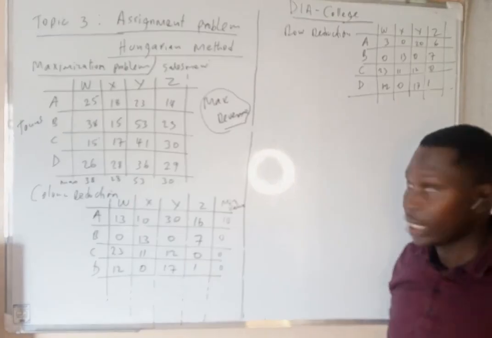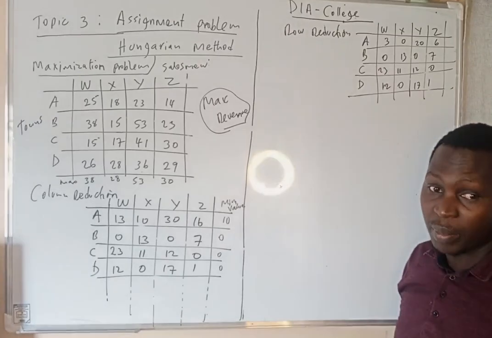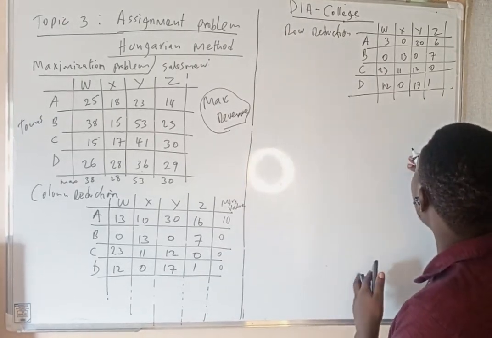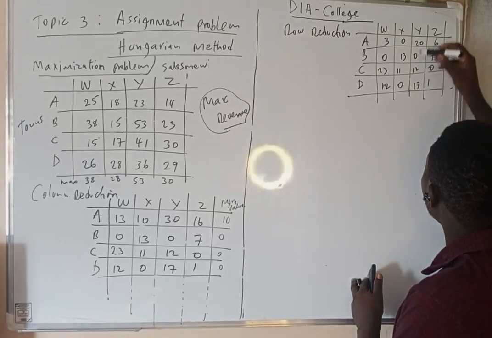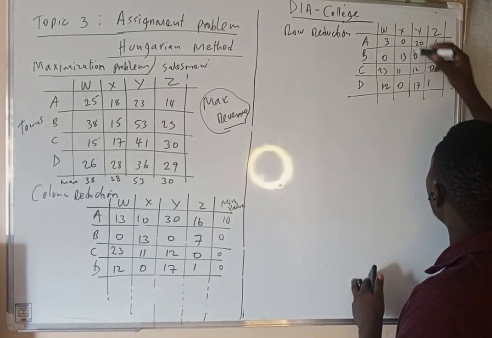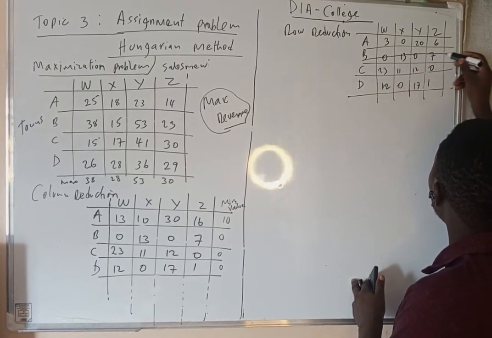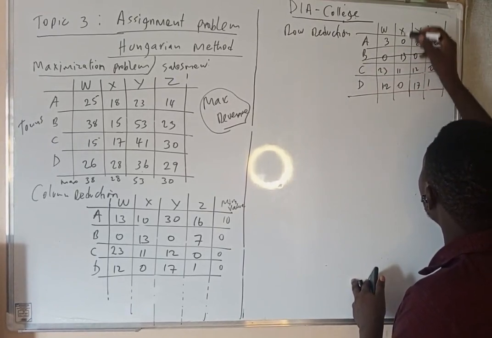What I'm going to do next is perform the same operation. Step number 2 is to cover with the minimum number of lines. I'll check: I have 2 zeros here, and I have 2 zeros here. So I can cover this. Let me call this one my line 1. This one is my line 2.